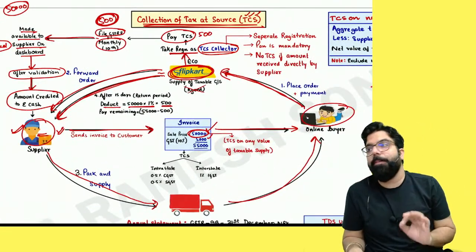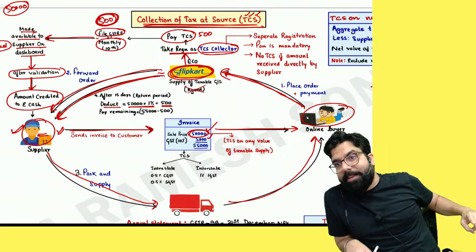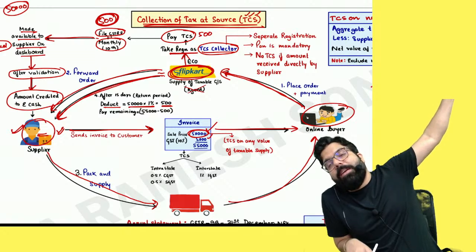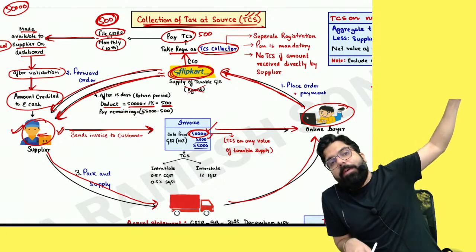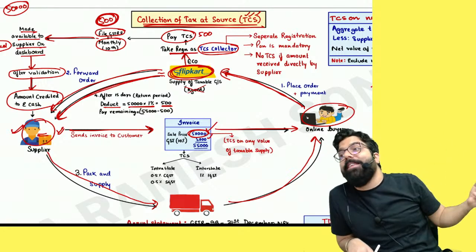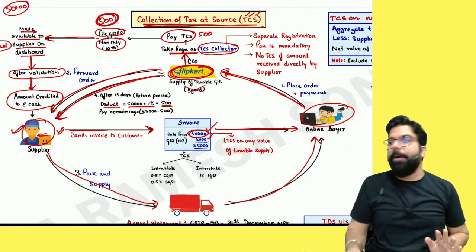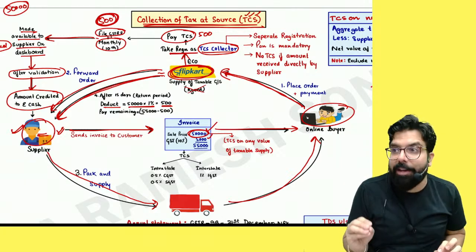Can I go ahead? Tell me one thing. If in my bill I have charged CGST and SGST, what TCS will be deducted? 0.5% CGST and 0.5% SGST. If in my bill I have charged IGST, what TCS will be deducted? 1% IGST. People, is my TCS point clear to all of you?